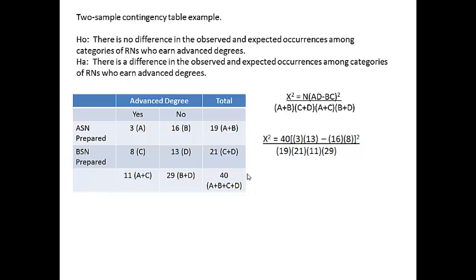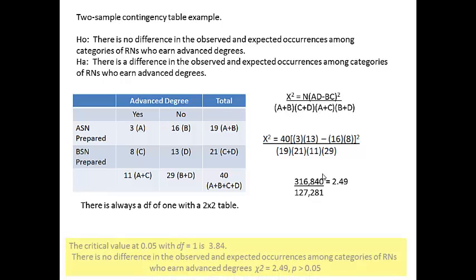So if you want to fill in the numbers, it's not difficult to do. Again, most of these non-parametric tests can be done with a calculator and a pencil. And so when we finish, we see that our chi-square is 2.49. There's always a DF of 1 with a 2 by 2 table.